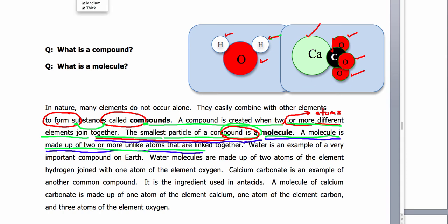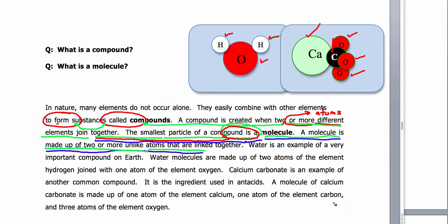So let's think about this for a minute. We're going to pause, and I want you to maybe sketch these two molecules, the water molecule and the calcium carbonate molecule, and label them like you see that I've labeled them. And we've pretty much marked this paragraph, and we probably should take our blue and just catch a couple of ideas down here.